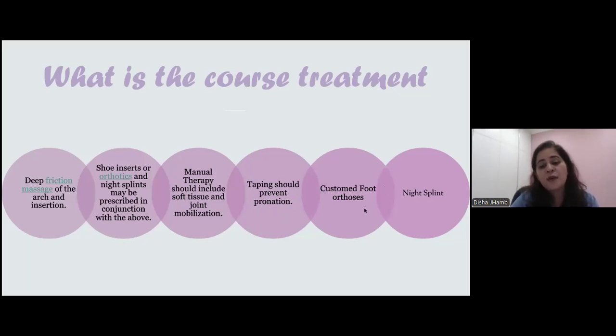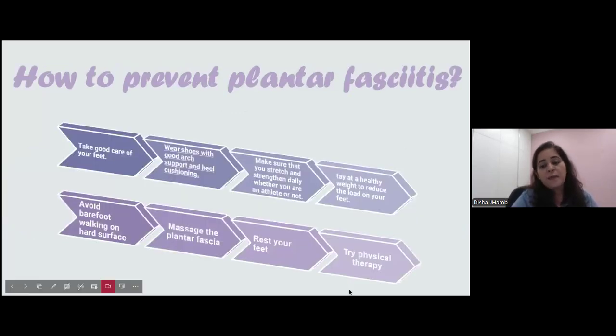Customized foot orthosis. These days, if you are going to see a podiatrist, they might customize the foot orthosis for you. Night splint, as I said, is there to stretch the plantar fascia and the other muscles when you sleep in the night. So to prevent plantar fasciitis, these are certain key points.